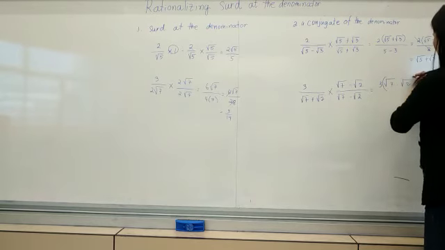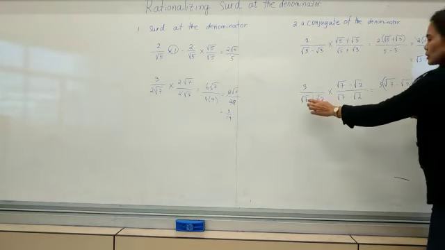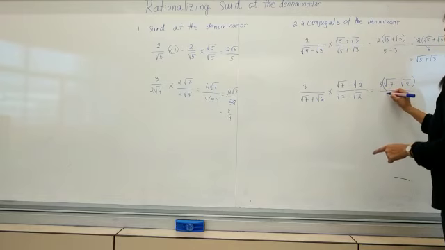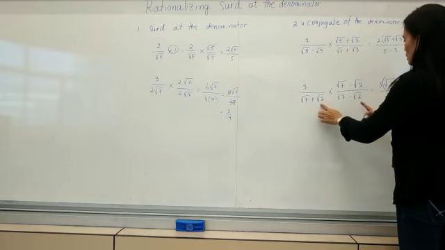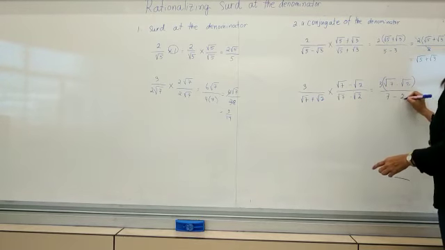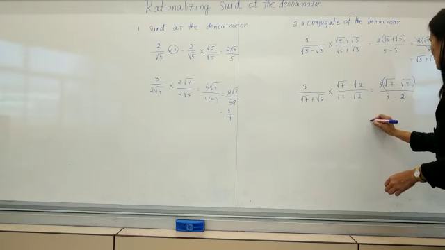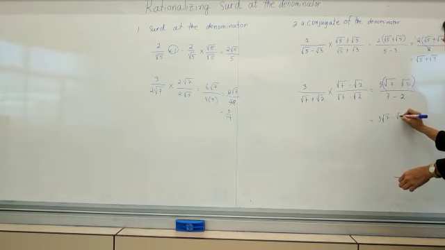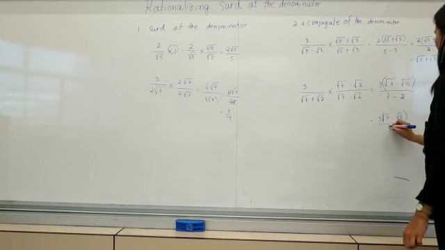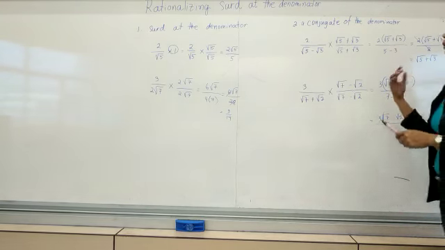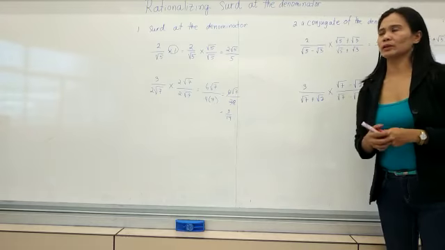And square root of 7 multiplied by square root of 7 should give us 7, and square root of 2 multiplied by square root of 2 should give us 2. So this gives us 3 times square root of 7 minus square root of 2, divided by 5. This is how to rationalize surds at the denominator.